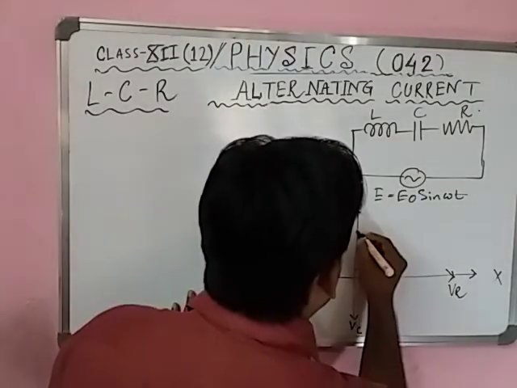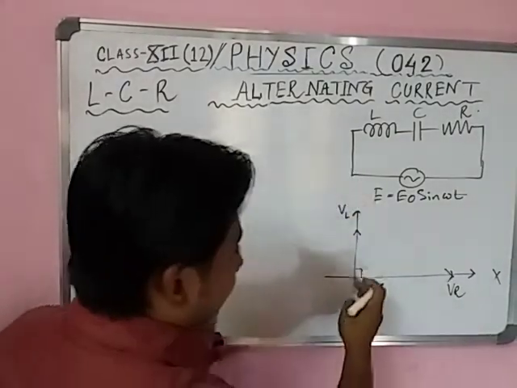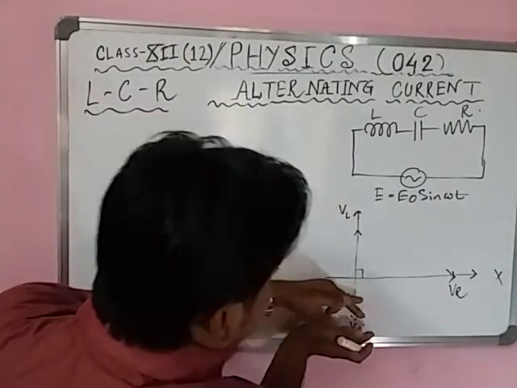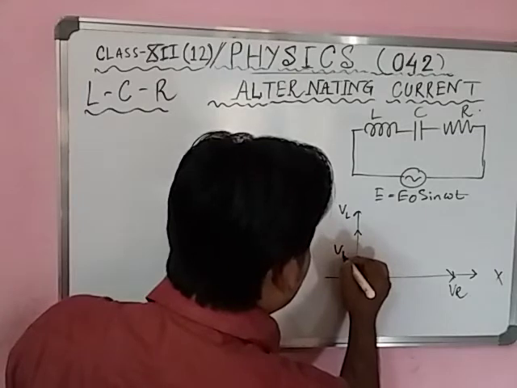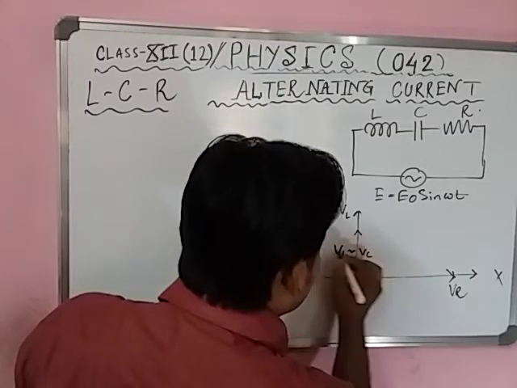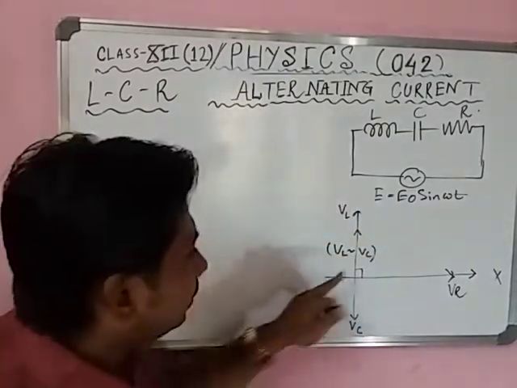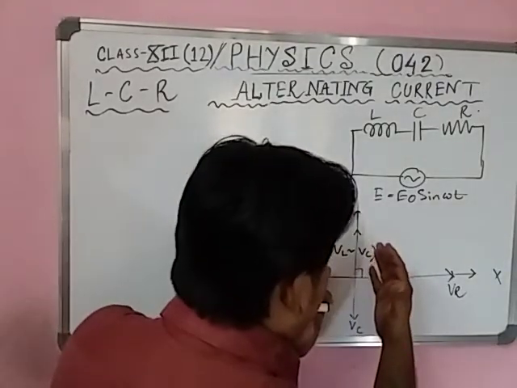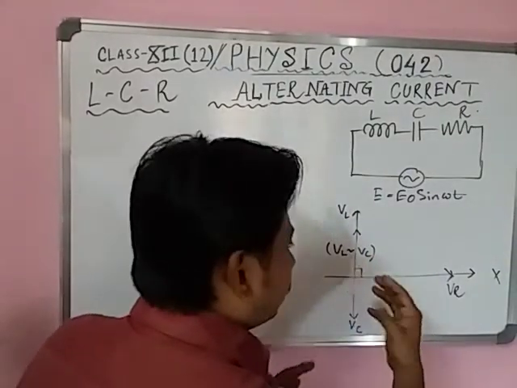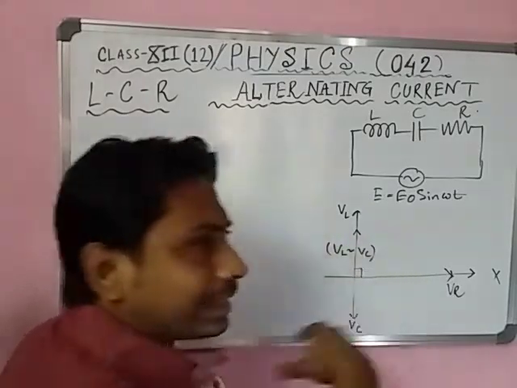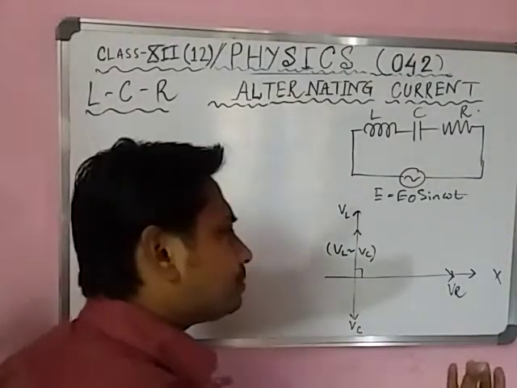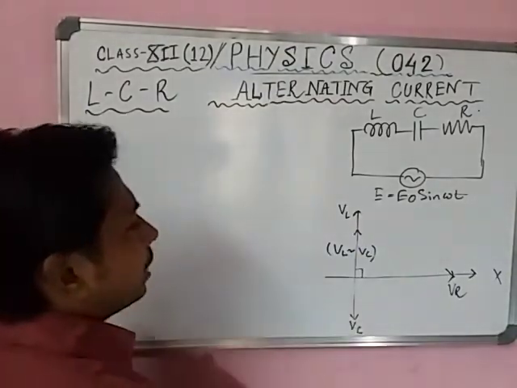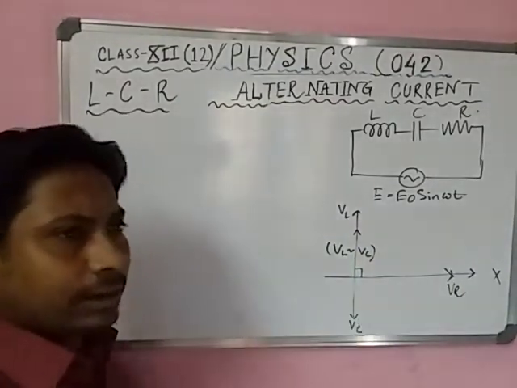So here we can draw the resultant. Suppose this is VL and we subtract VC, so the resultant will be VL minus VC. Here I have given a tilde sign so that you realize you can write VL minus VC, or if VC is greater than VL, then you can write VC minus VL.